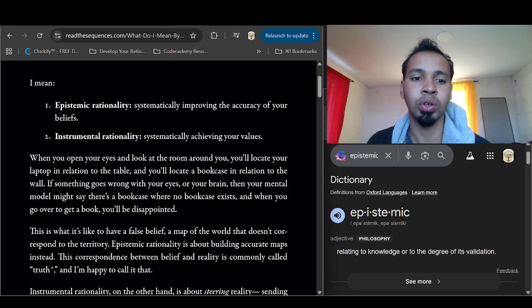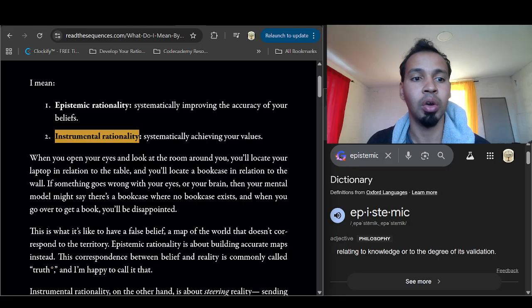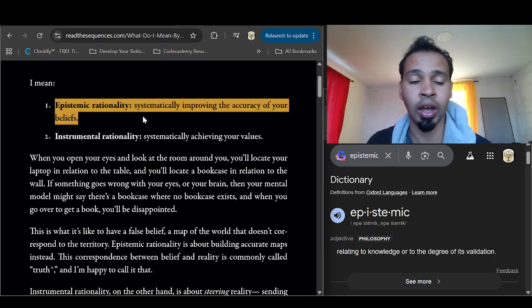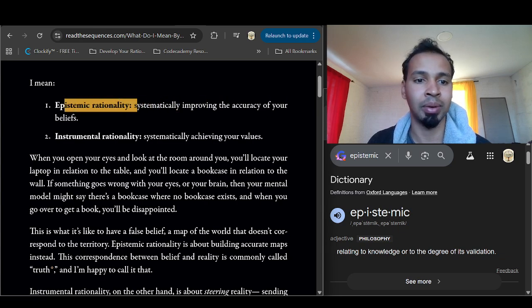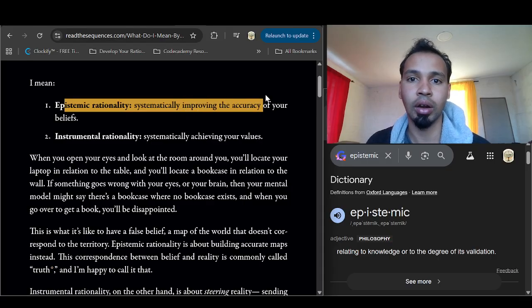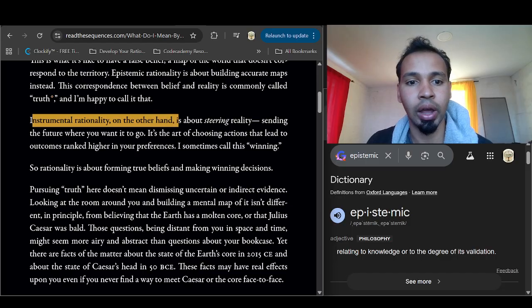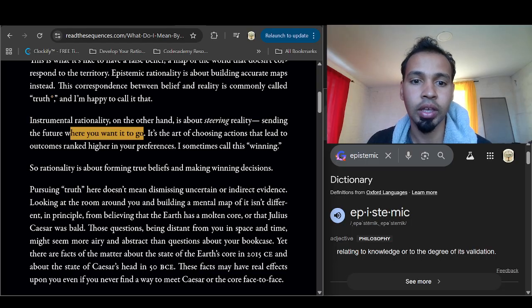But I just wonder how many conscious beings are using instrumental rationality, while I think every conscious being, to some degree, whether doing it unconsciously or consciously, is exploring epistemic rationality. That's how you understand your environment. Instrumental rationality, on the other hand, is about steering reality, sending the future where you want it to go. It's the art of choosing actions that lead to outcomes ranked higher in your preferences. I sometimes call this winning.